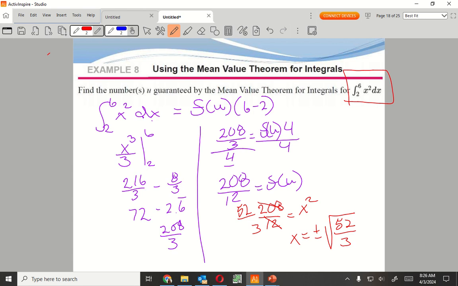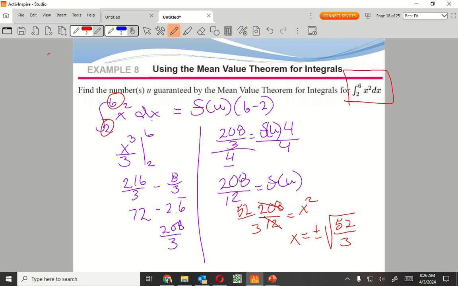All right, so now look at my bounds. I have two answers that mathematically say they work. But look at the problem. Is one of them not going to work for my solution? Which one? The negative. It can't be negative, right? Because my bounds are from 2 to 6, so those are all positive, so I can't have a negative value.